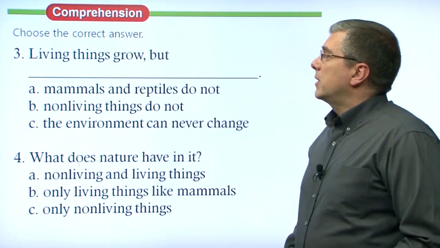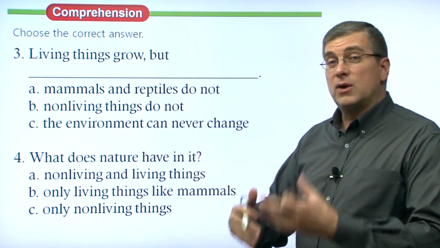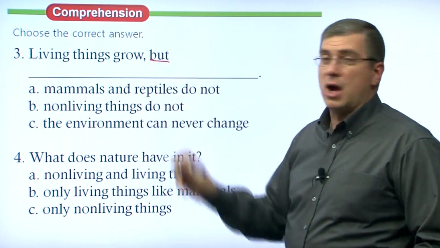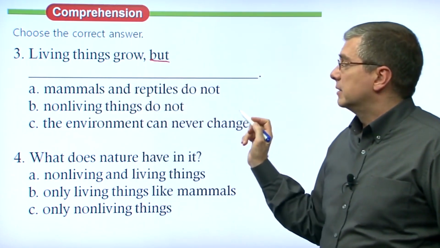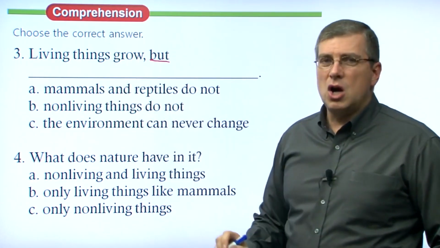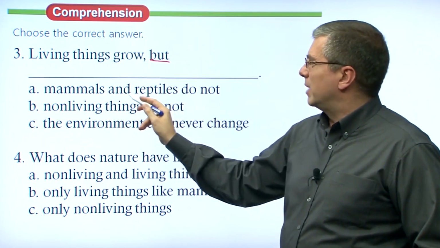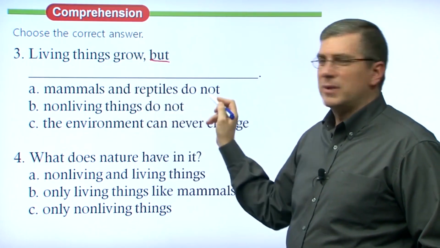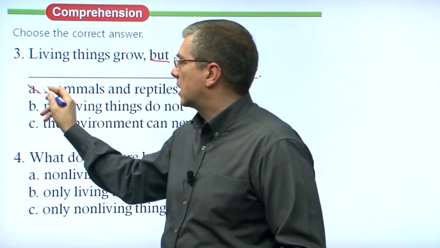Number 3, living things grow. Living things grow, but, now we're looking for opposition, an opposite thought because of but. But mammals and reptiles do not. Is that true? Living things grow. Mammals and reptiles are living things. So this contradicts each other. Living things grow, but mammals and reptiles do not. That contradicts each other. Obviously, A is not correct.